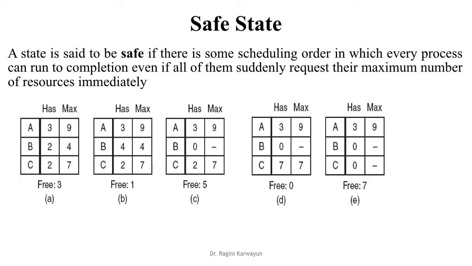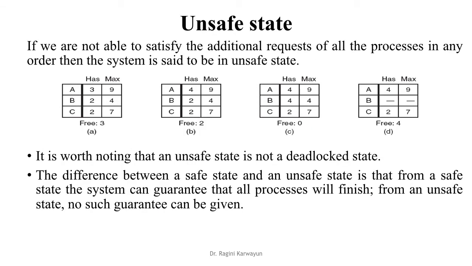But if a condition happens that the system is not able to complete the request of 2 or more processes, then we will say there is a deadlock. If we are not able to satisfy the additional request of all the processes in any order, then the system is said to be in an unsafe state.